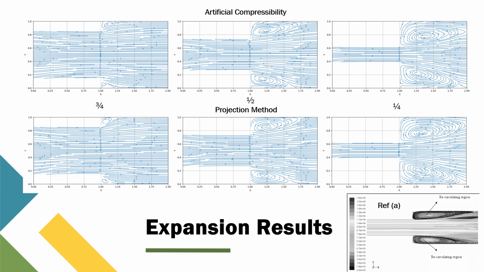Now my expansion results I thought were a little more interesting. They did match the reference pretty well, but I was able to pick up vortex formation outside of the expansions. I did notice one interesting thing, that the artificial compressibility solver for the small expansion didn't really pick up the swirling as well as the projection method. I think a lot of that had to do with the projection method was able to be a lot more accurate with smaller mesh discretizations.